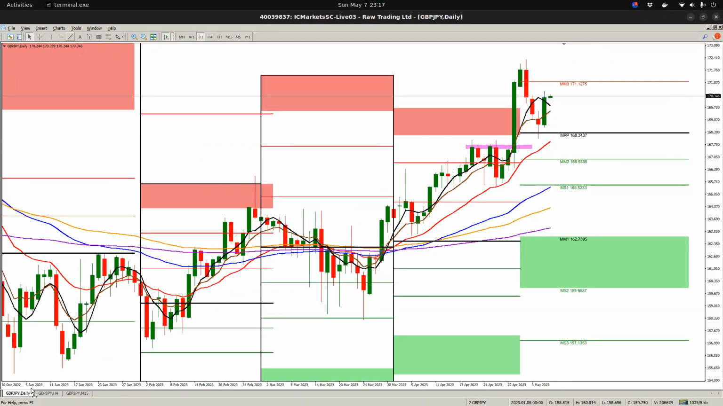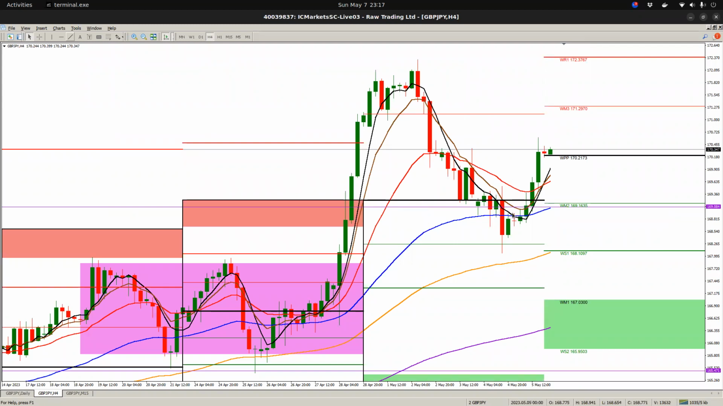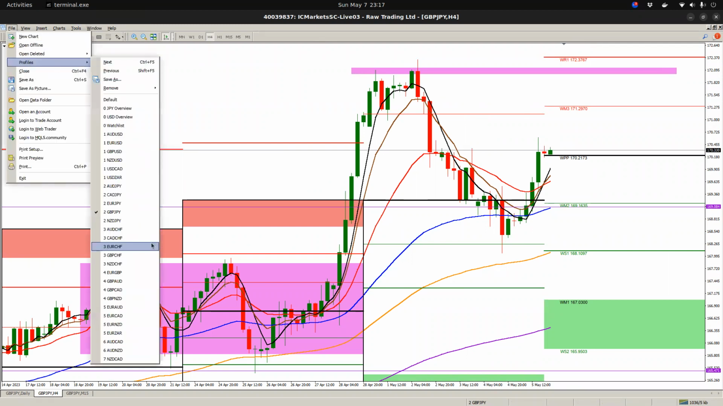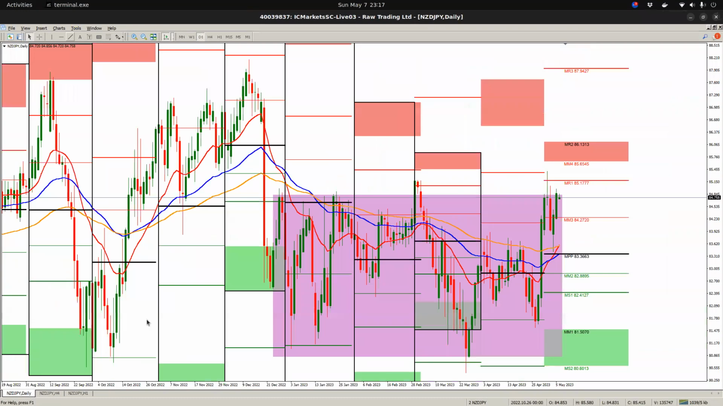Pound yen, similar situation to the euro yen. As you can see here, also price having broken up. Now again, I'm looking for price to come up to the top of this range over here. That would be ideal. So I'm going to wait for this to set up as well. And maybe we get that, maybe we don't. We'll have to see what happens.